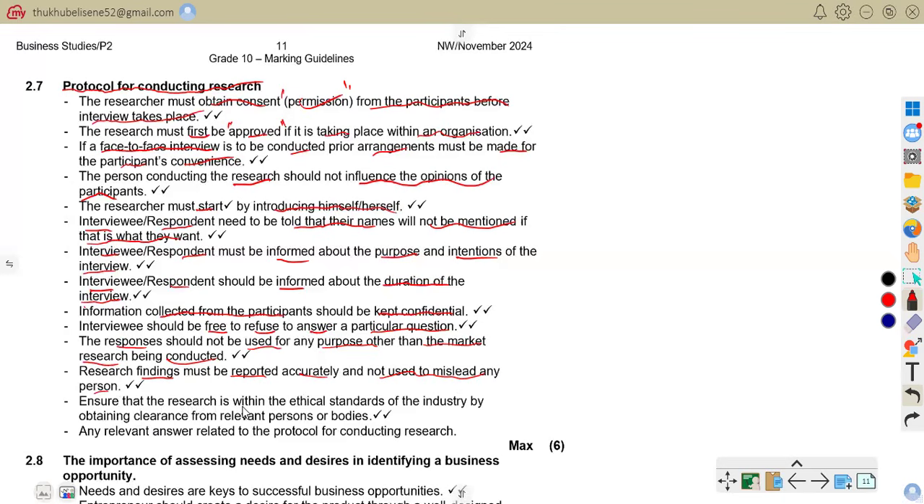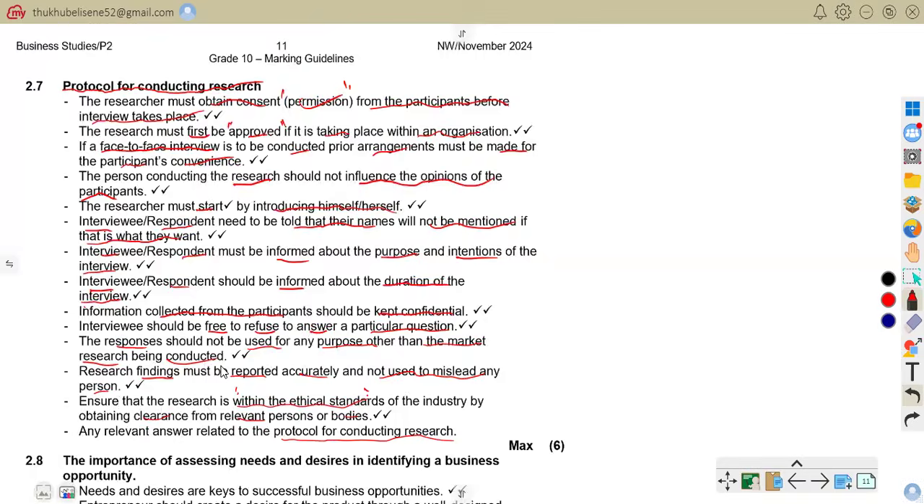Ensure that research is within ethical standards. Very important. Obtain clearance from relevant persons or authorities. Any relevant answer related to the protocol for conducting research is acceptable.